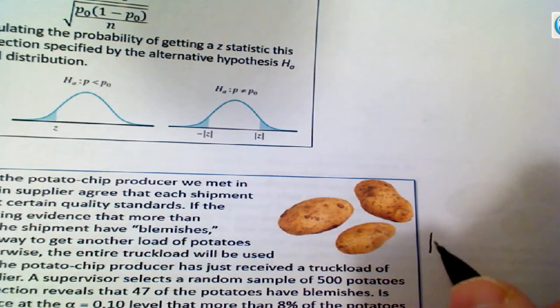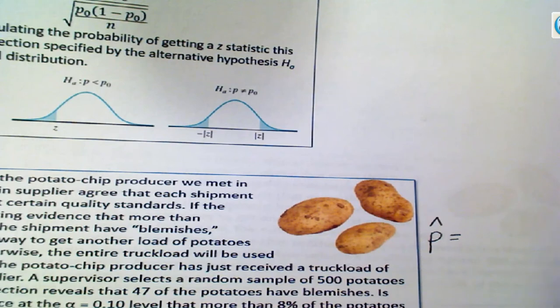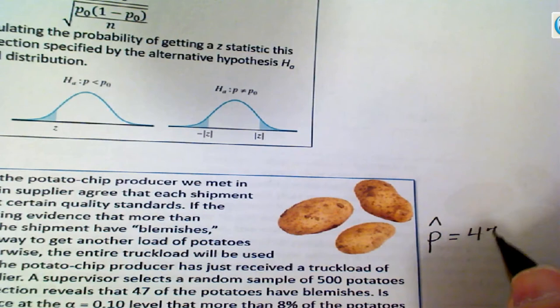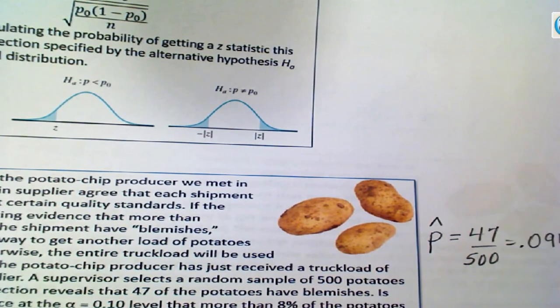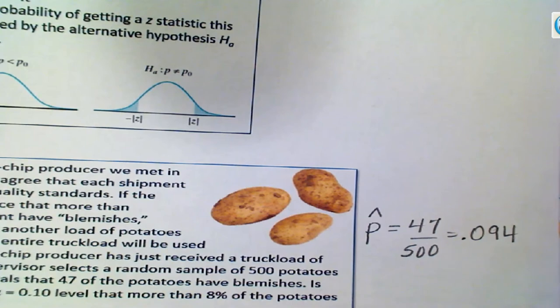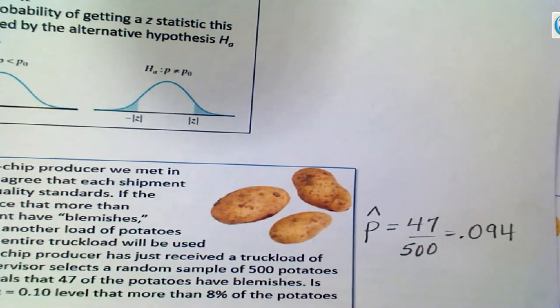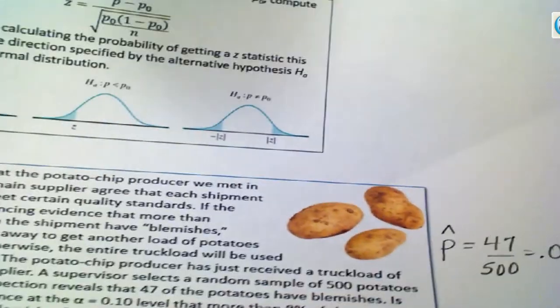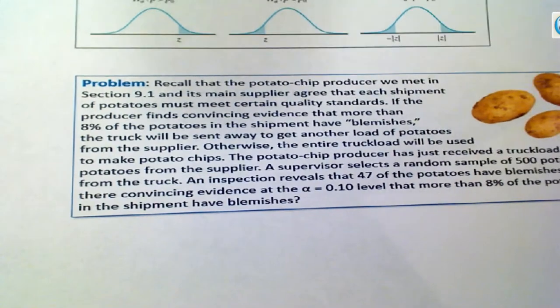The first thing I'm going to do is figure out what my sample p-hat is, since I'm reading through it. So it's 47 out of 500, and 47 out of 500 is 0.094. I know I'm going to need that in just a minute, so I'm going to calculate that now. We're going to go through the whole process on this problem, and then I'm going to let you try one on your own and check it, and then we're going to go to a couple other things that we need to talk about.